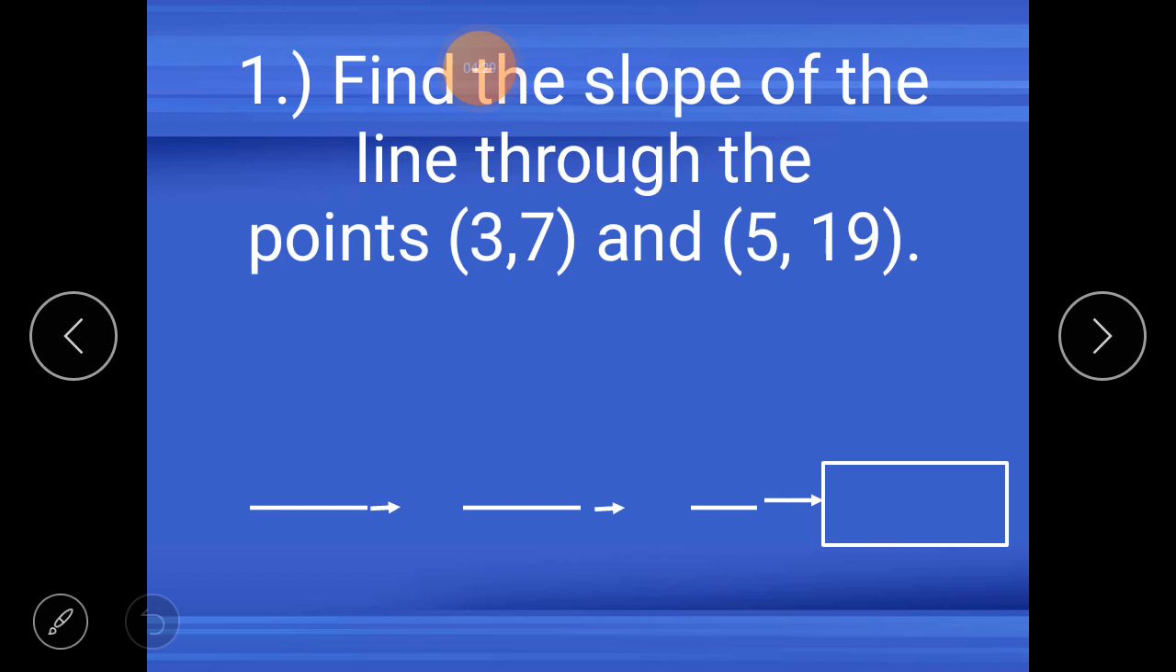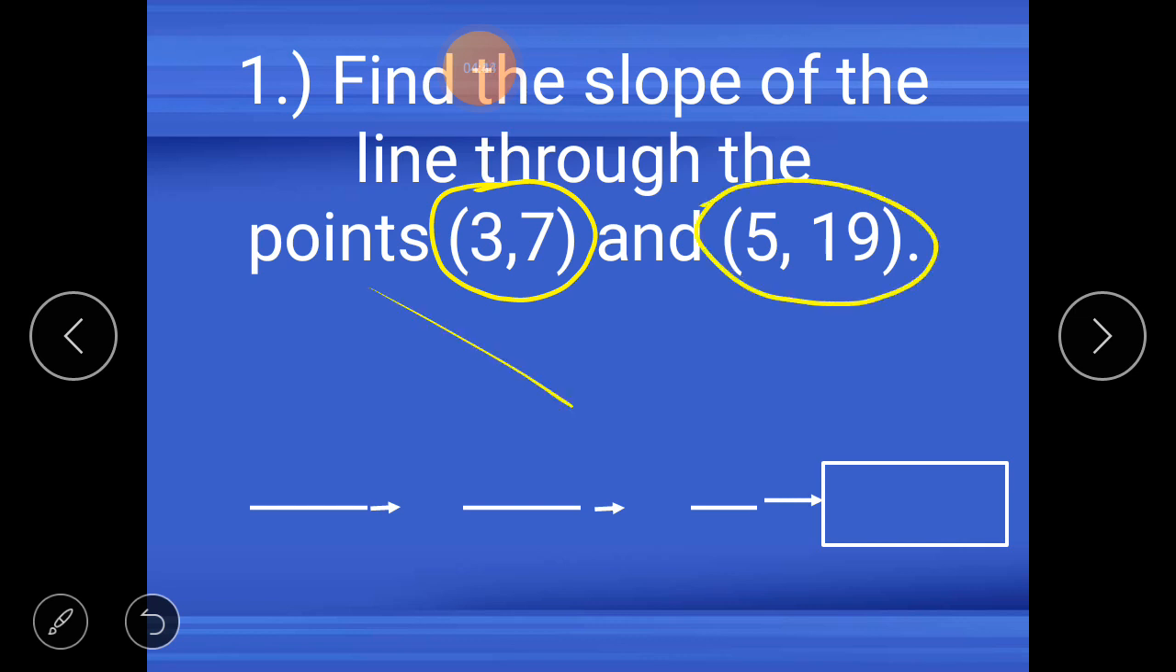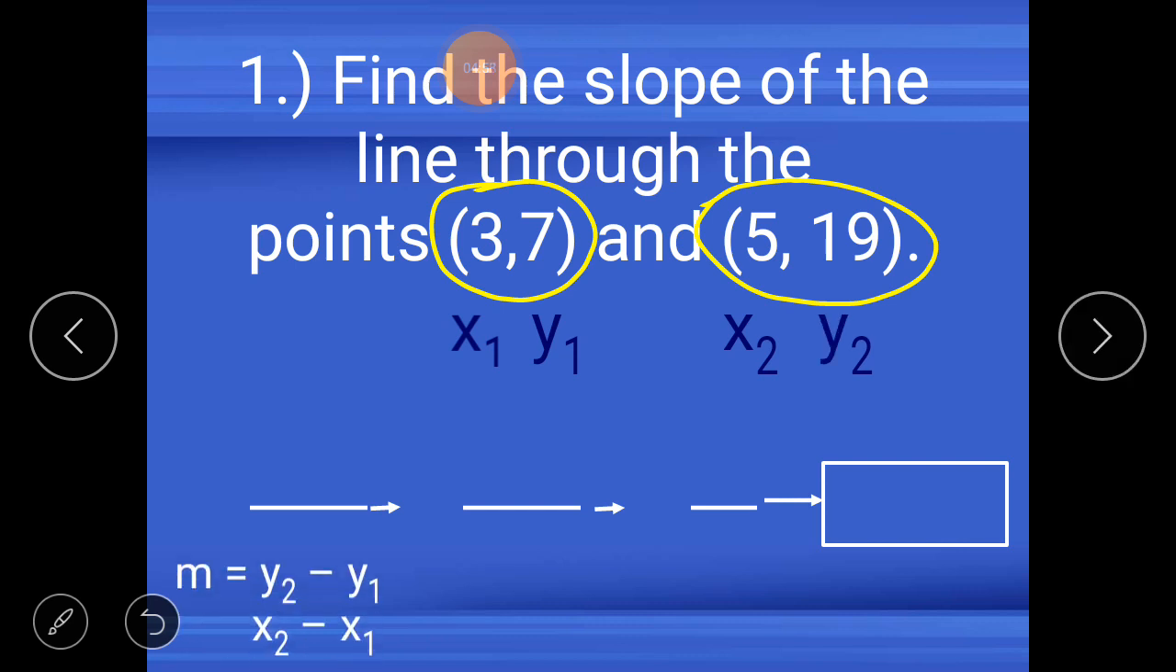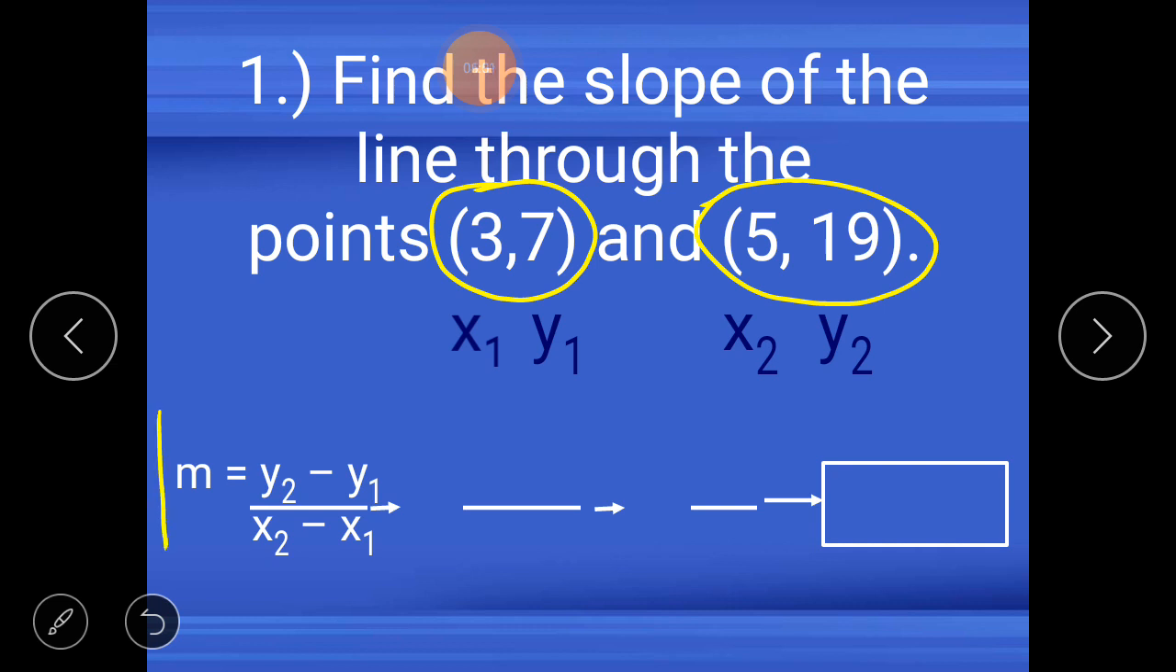Find the slope of the line through points 3, 7, and 5, 19. You can use the formula here since 2 points are given. This is the first one, 3, 7. This is the second one, 5, 19. So 3 is x sub 1, 7 is y sub 1, 5 is x sub 2, 19 is y sub 2. Next is to write the equation. You have to memorize this. Y sub 2 minus y sub 1 over x sub 2 minus x sub 1. That's the first step.